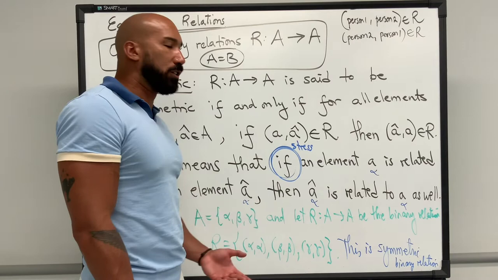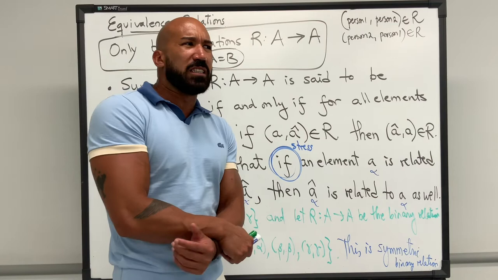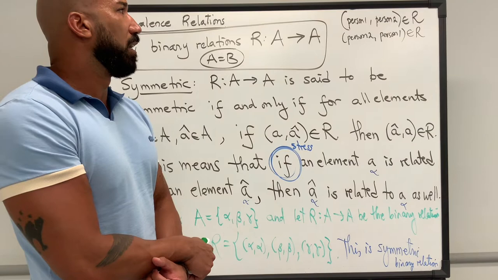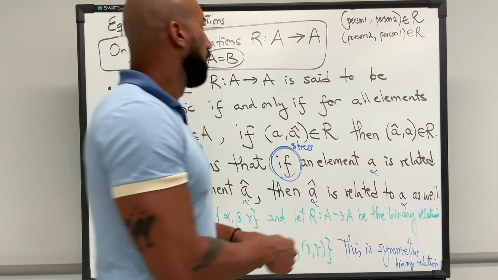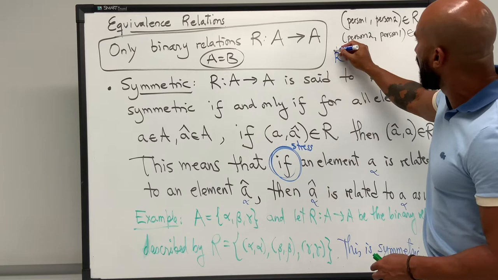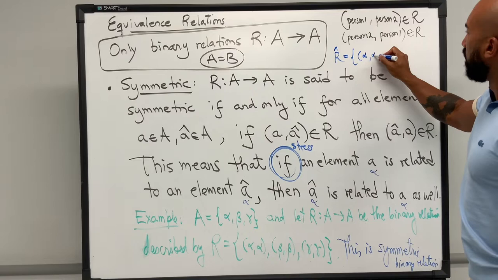So do you think that there is an example of a symmetric binary relation that consists of exactly one pair? Well, let's see. If I consider the same set A and R now is the relation alpha alpha, this relation is symmetric.